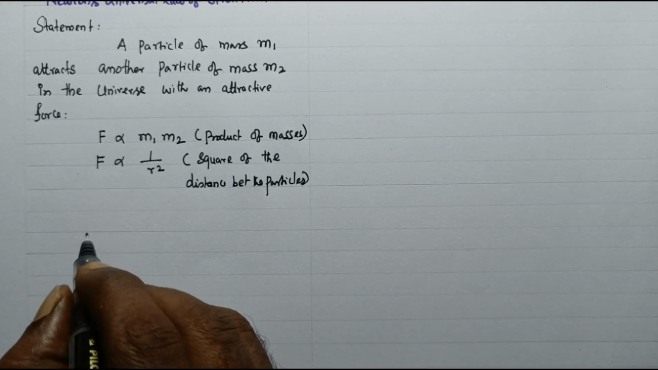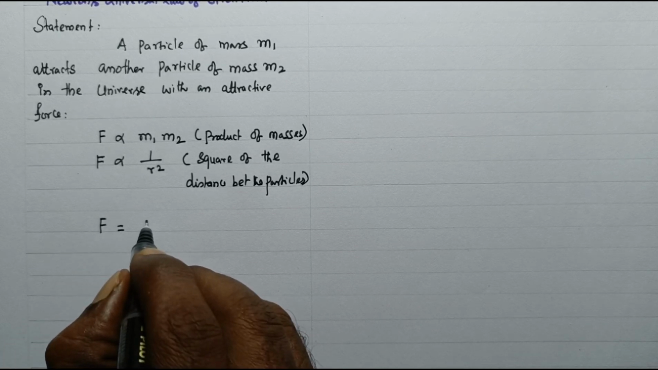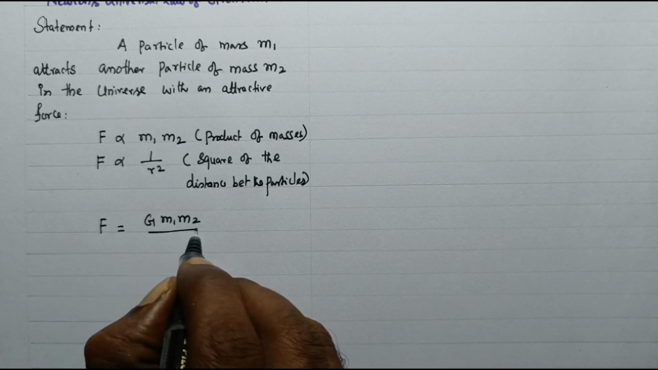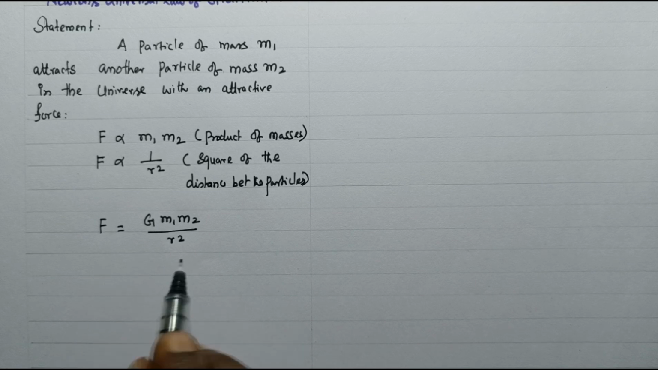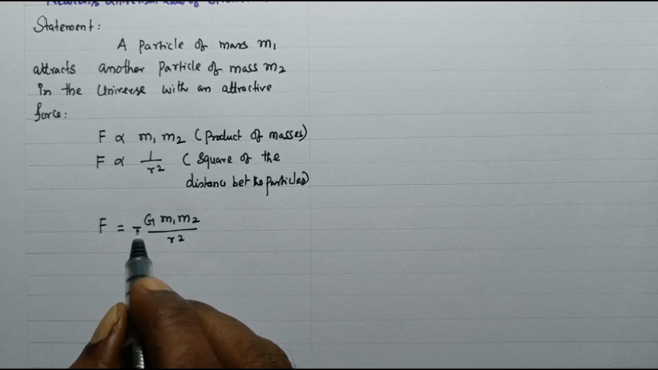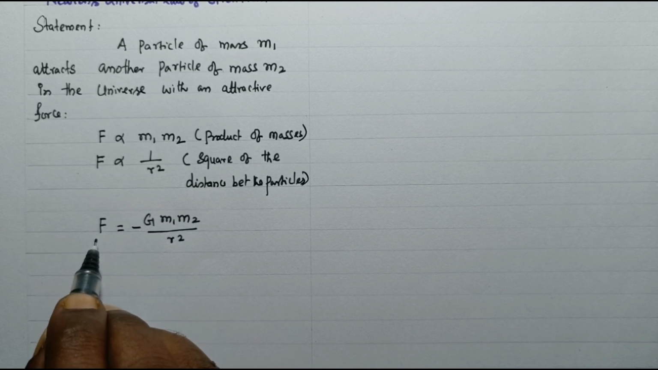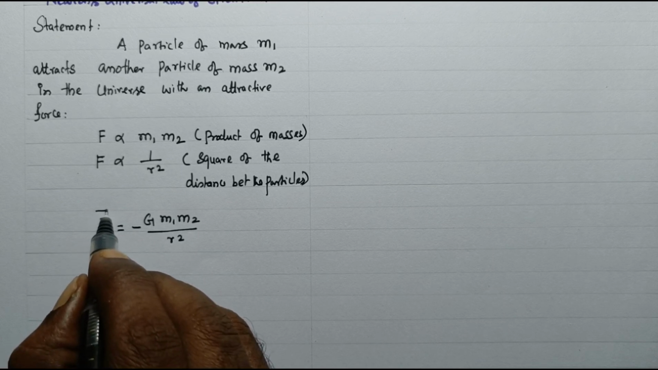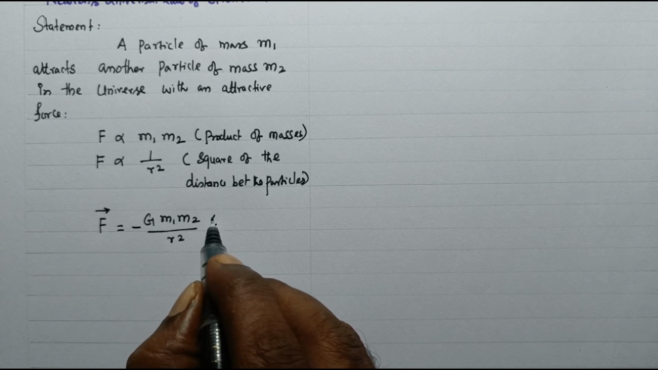So we can write F is equal to some constant m1 m2 by r square. This is a mathematical form of gravitational force. We are adding a negative sign here. The negative sign indicates that gravitational force is always attractive. Force is a vector quantity, so the direction of F is given by the unit vector r cap.